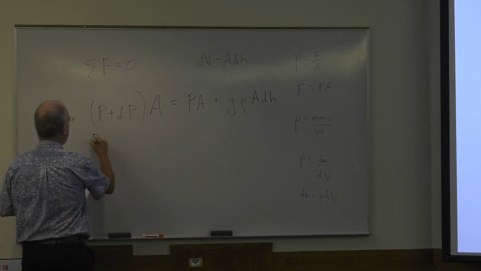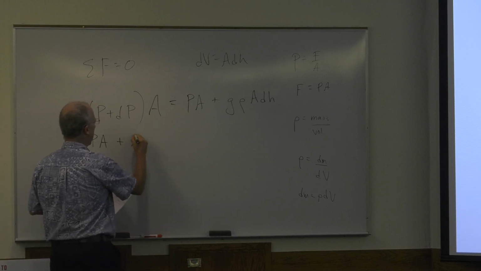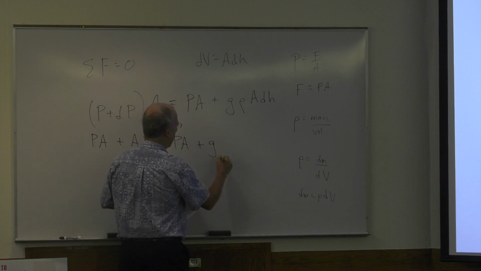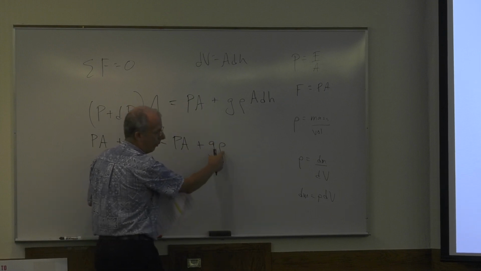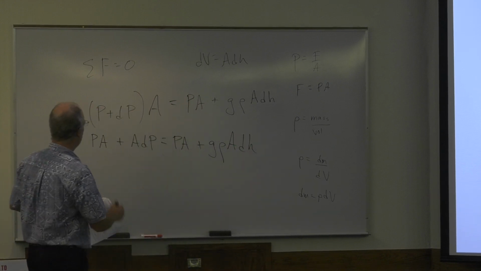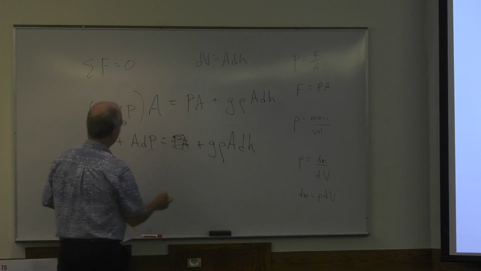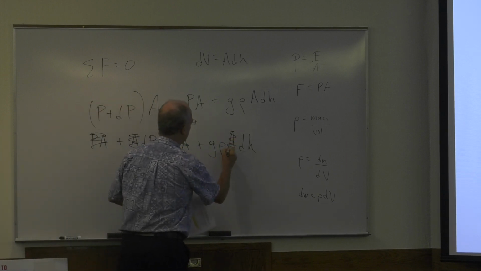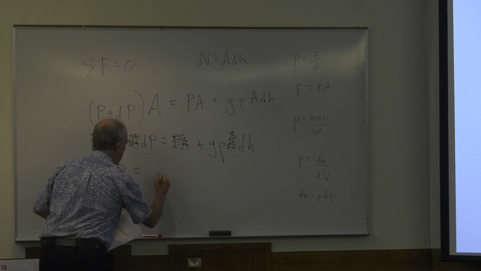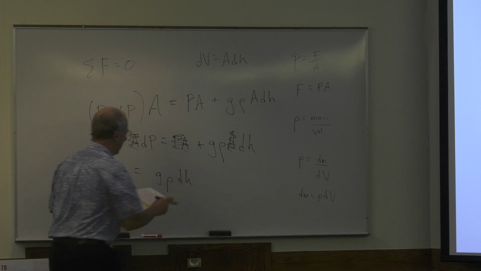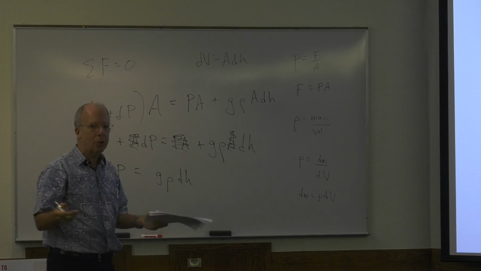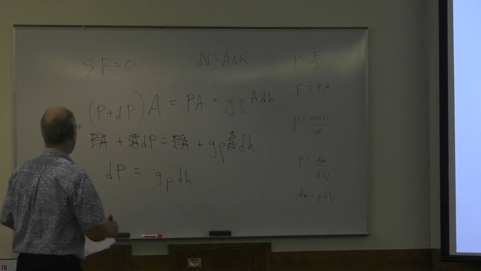So we have PA plus A dP equals PA plus g rho A dh. That's a rho, not a P, Greek rho, right? Okay, so kill the A's. So what do we have? We have dP equals g rho dh. All right. Whenever you see an equation like that with the derivatives, what do you want to do to it? You want to integrate it, of course. So we're going to integrate it.